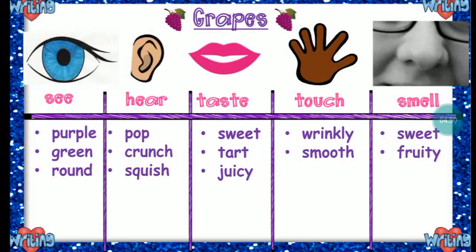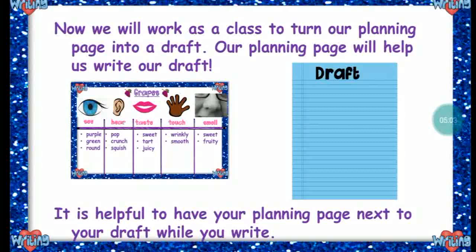Okay, now we're going to be using this. We've planned, and I told you that we're going to use it to draft. We've gathered our ideas, and we are going to use it to write a description about grapes. Now we will work as a class to turn our planning page into a draft. The first picture you are seeing here is the planning page. That's what we planned in lesson 20. So we are going to draft it. We are going to write.